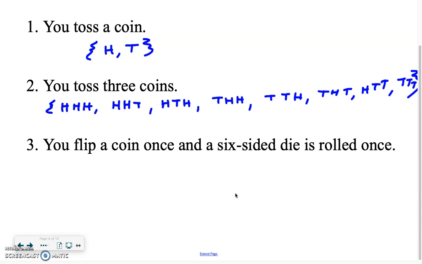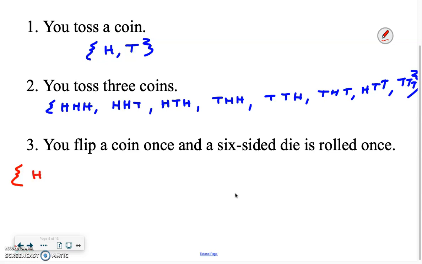What about here in number 3? You flip a coin once, and a 6-sided die is rolled once. And we've got 2 separate things that are happening. So if I flip the coin, what could it land on? Land on heads, or it could land on tails.